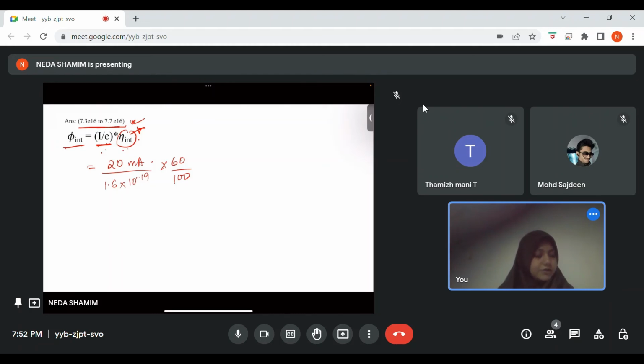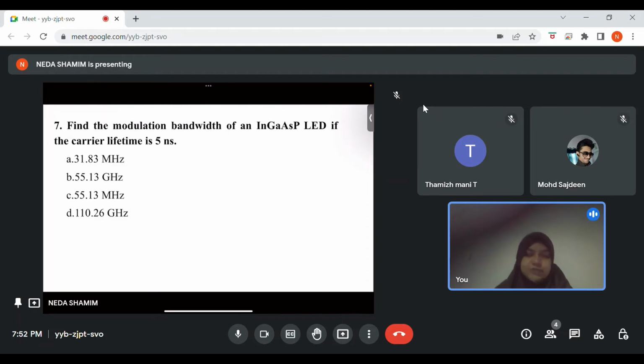Okay, find the modulation bandwidth. Find the modulation bandwidth of an indium gallium arsenide phosphide LED if the carrier lifetime is 5 nanoseconds. What is the meaning of modulation bandwidth? Like, if I want to ask physically, how do you explain this term? This is just a term. Modulation bandwidth. How do you physically explain this?